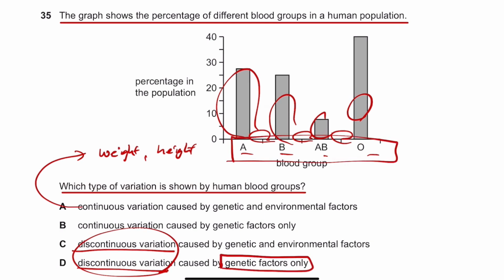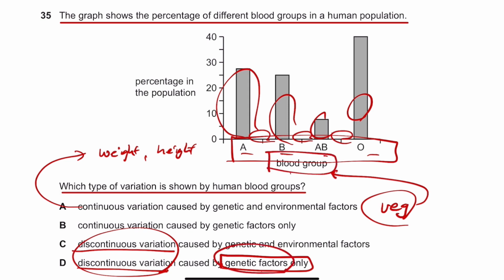and often the discontinuous variations are only affected by the genetic factors. So even if you, let's say, become vegetarian, for instance, and eat veggies only for the rest of your life, it's not going to change your blood group, blood type. Nothing you do will change your blood type. So it's all genetically determined before you're born.